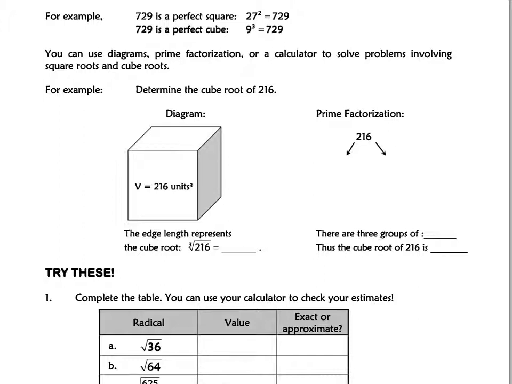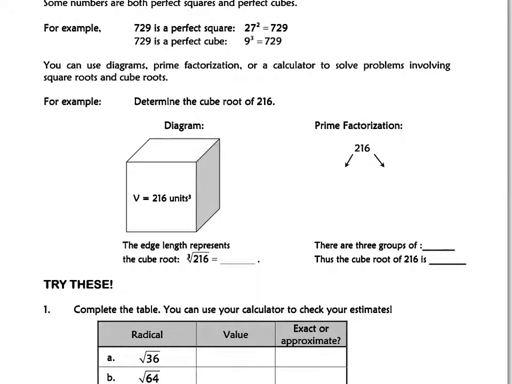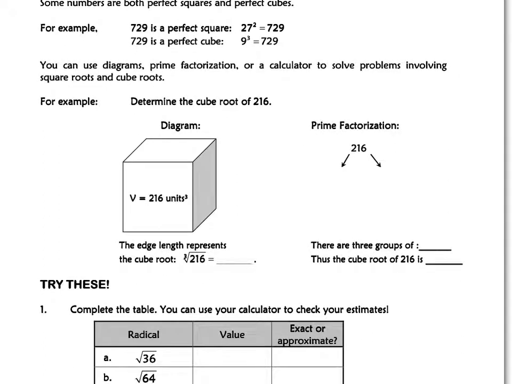So that's one way. In this case, we're looking for the cube root of 216. So we think of a cube with volume 216. Therefore the edge length would be the cube root of 216, which is 6. If we wanted to, we could also use a calculator, of course.